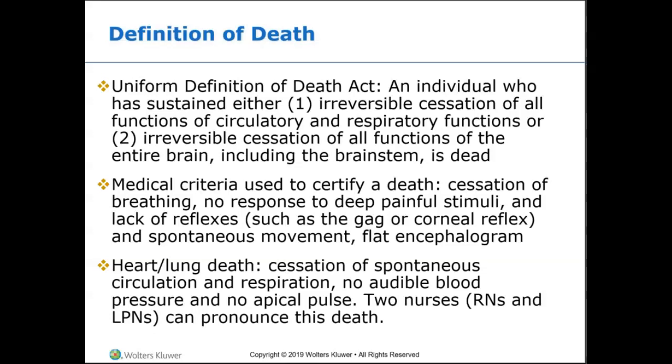Heart lung death: cessation of respirations and circulation, so there will be no audible blood pressure, we don't feel a pulse, no apical pulse, those kinds of things. Typically, two nurses, RNs and LPNs, can pronounce this death. And when a patient is on hospice in Arizona, one nurse can pronounce a death if they're on hospice.